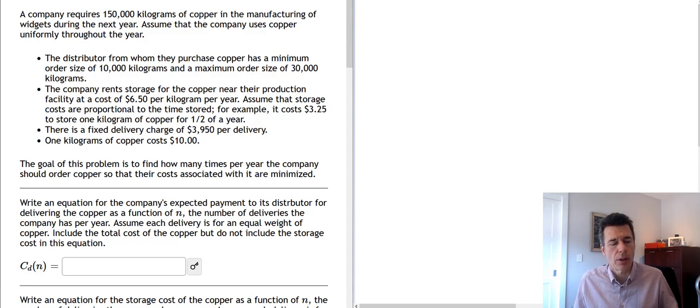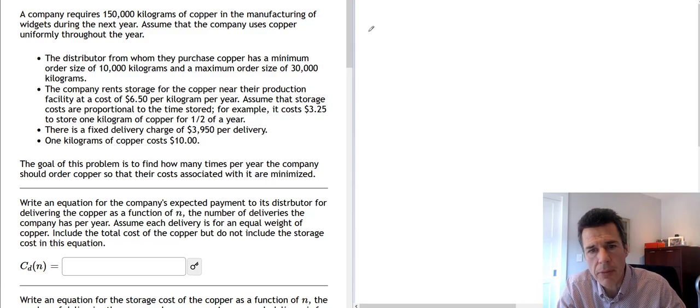Okay, so the way this problem is set up, we're going to split the costs into delivery and storage. So let's talk about delivery costs for a second. The company requires 150,000 kilograms of copper. The distributor has a minimum and maximum order size. There's a fixed delivery charge of $3,950 per delivery, and 1 kilogram of copper costs $10.